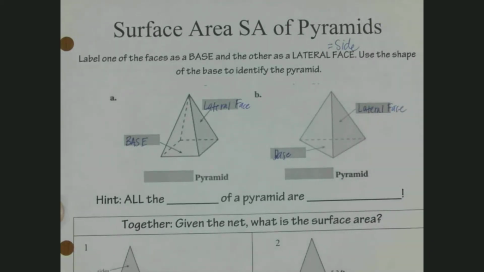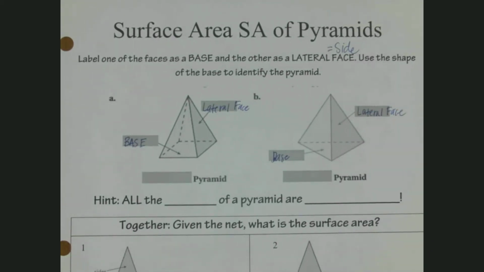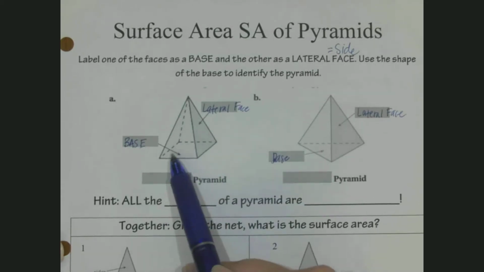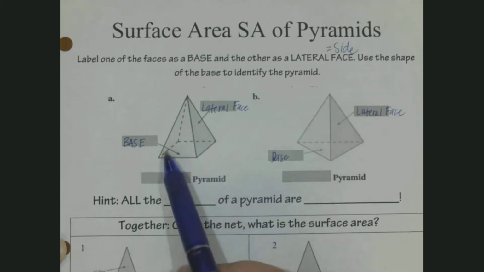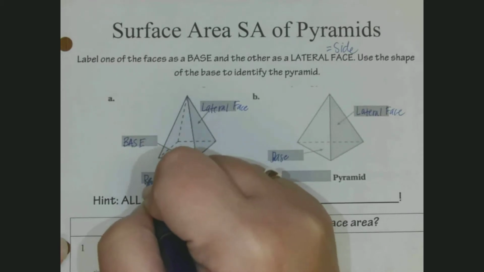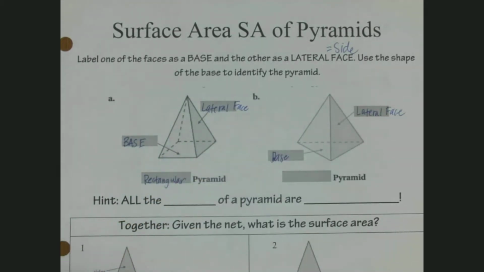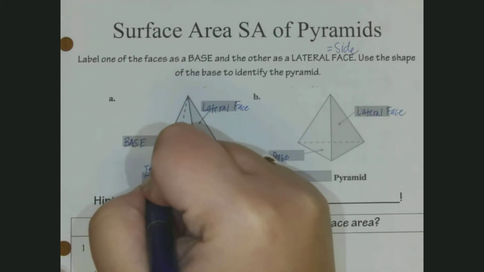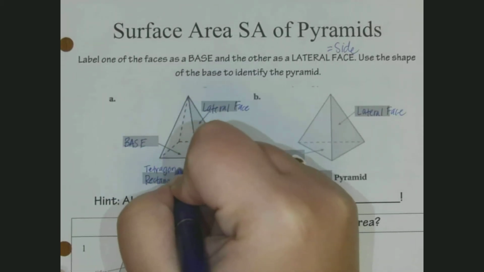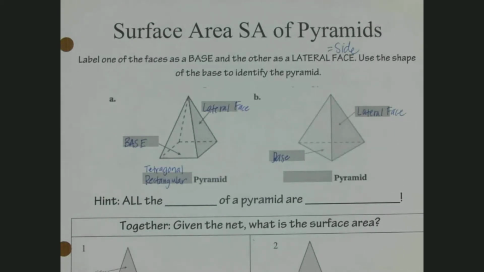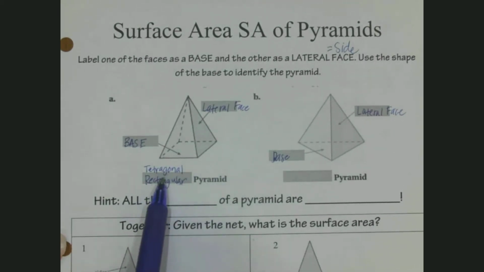Okay, the second part is it wants us to name the pyramids. So this first one has a square base. So that is called a rectangular pyramid. Okay, it also can be called a tetragonal pyramid, which you might remember from the day we did the 3D nets. So usually you'll hear it as a rectangular pyramid. You might hear it as a tetragonal as well.